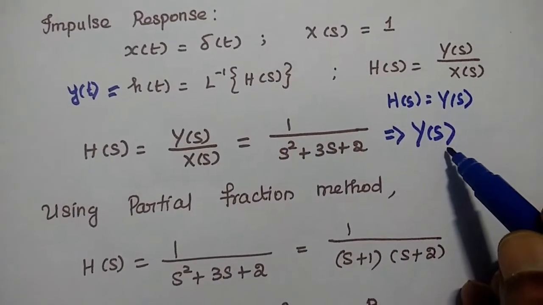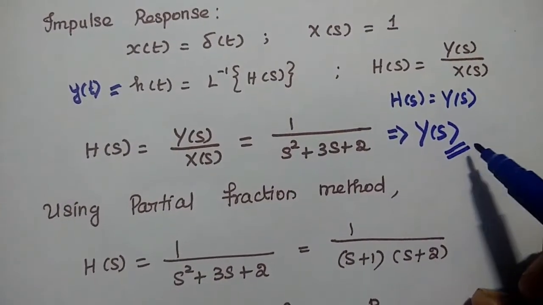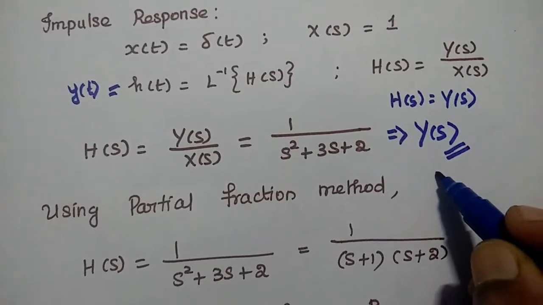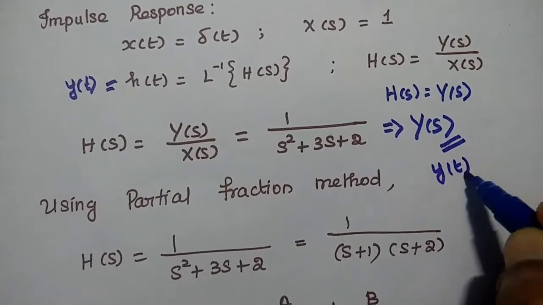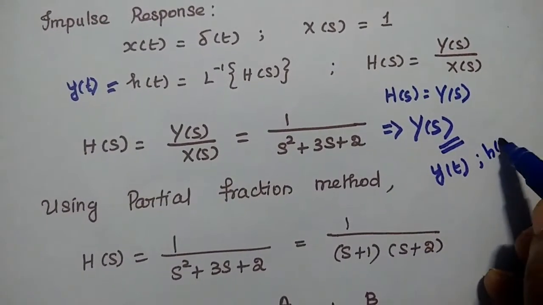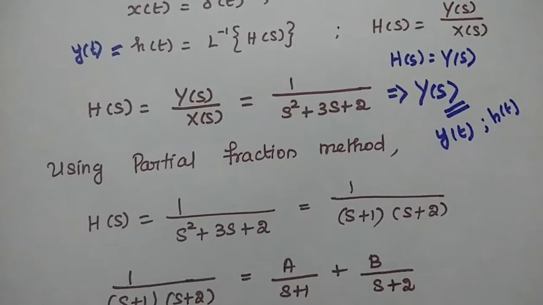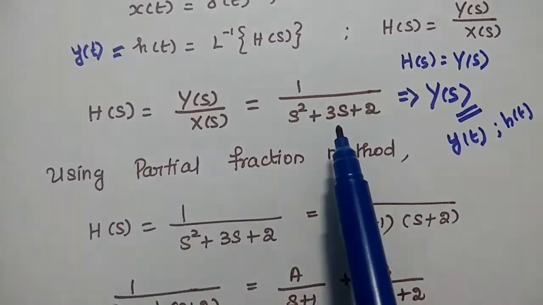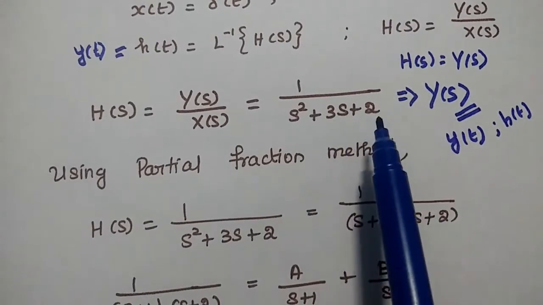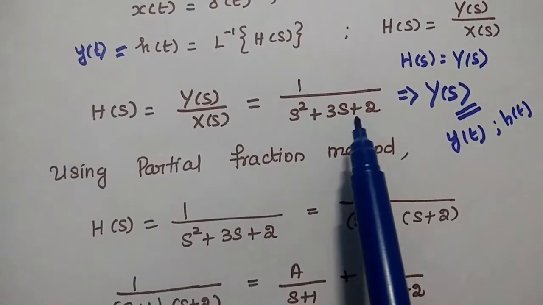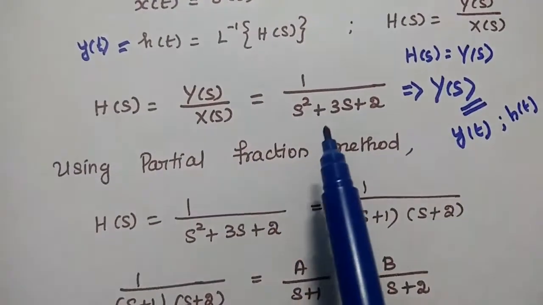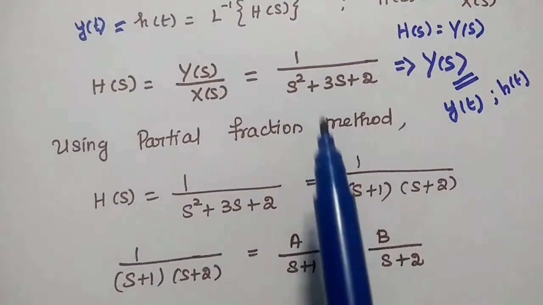So now we have obtained the system response, but we want to get the actual output y of t, or we can say h of t also. Here it is 1 by s squared plus 3s plus 2. It is in the frequency domain. We need to transform that into the time domain. For that we are going to simplify this.